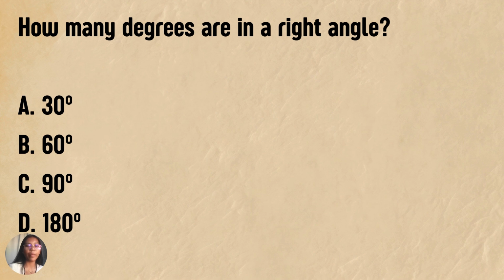This one. How many degrees are in a right angle? So is it A, B, C, or D? In A, what is it called? 30 degrees. It is an acute angle. How about 60 degrees? This is still an acute angle. How about 180 degrees? This is an example of a straight angle. So the right angle is 90 degrees.